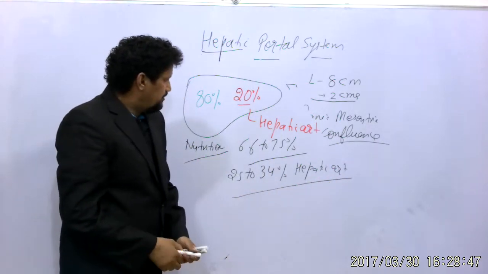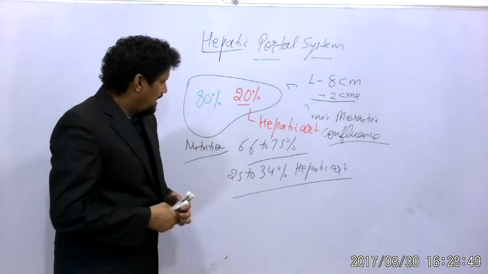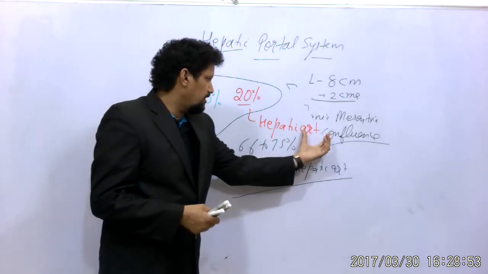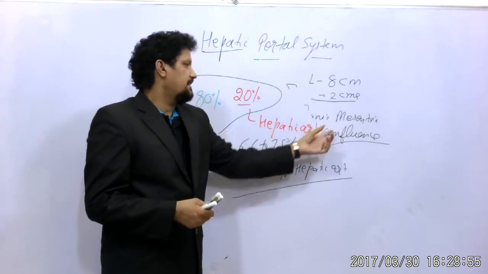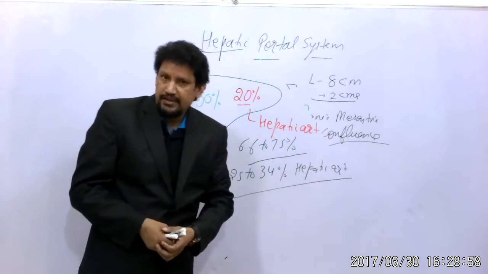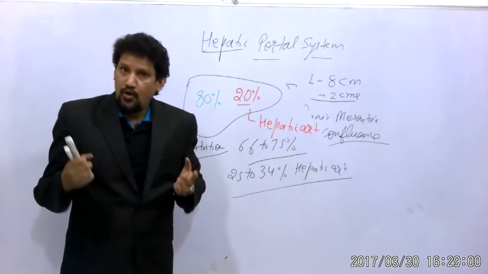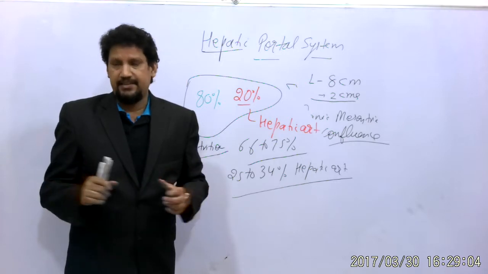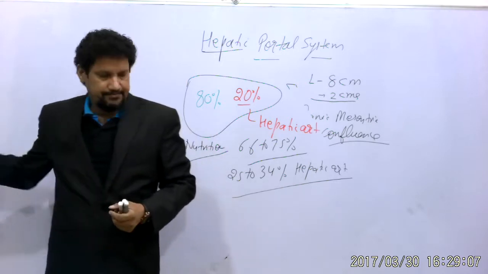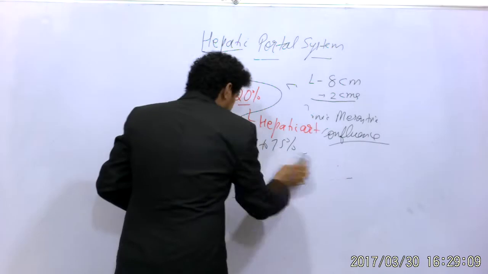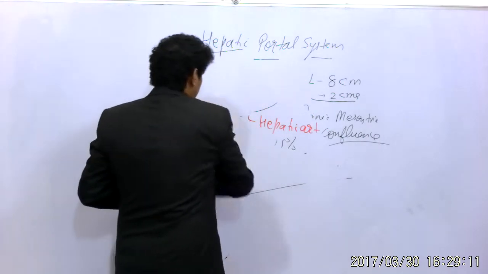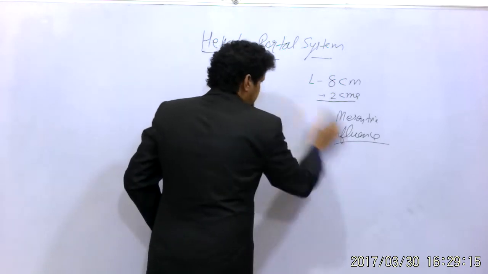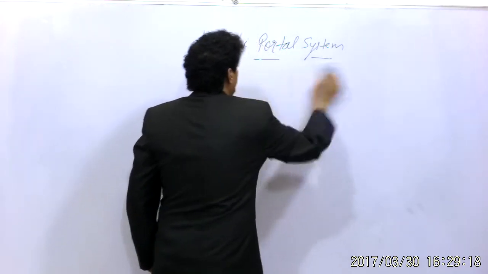So, first of all, I will discuss the formation of the portal vein or splenic mesenteric confluence, how this portal vein is formed and how it gives branches like an artery. So, first of all, the formative tributaries of the portal vein.